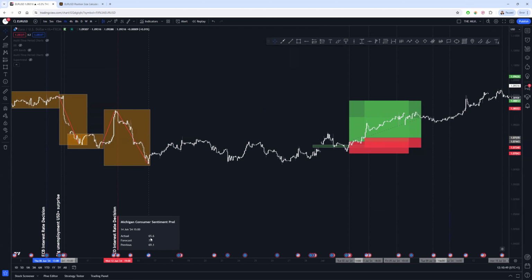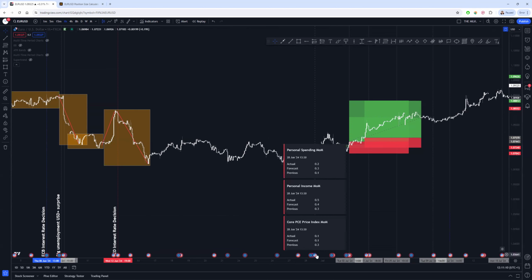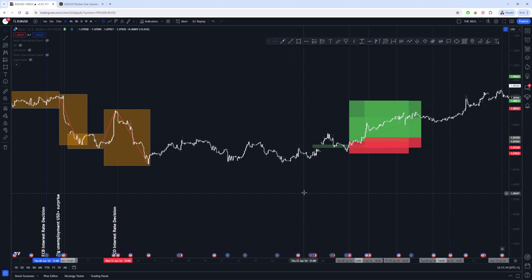Because if we just look at the actual compared to the forecast, very similar. Actual and forecast, very similar. Actual and forecast, very similar. Actual and forecast, pretty similar. Similar, similar, similar, all of them similar.